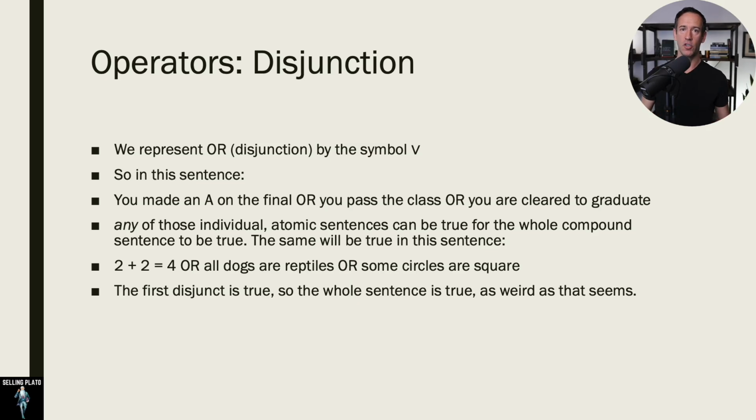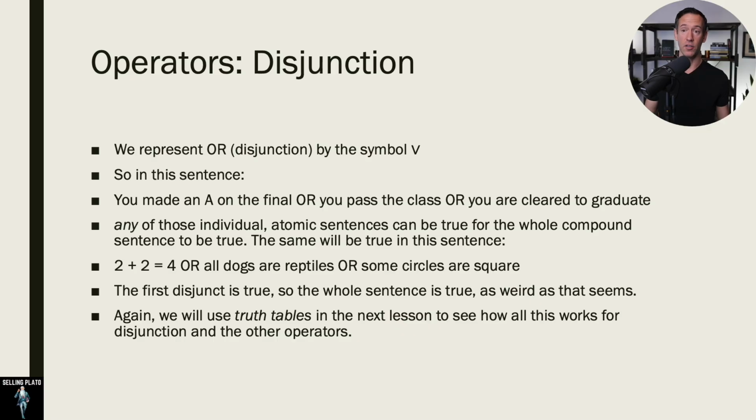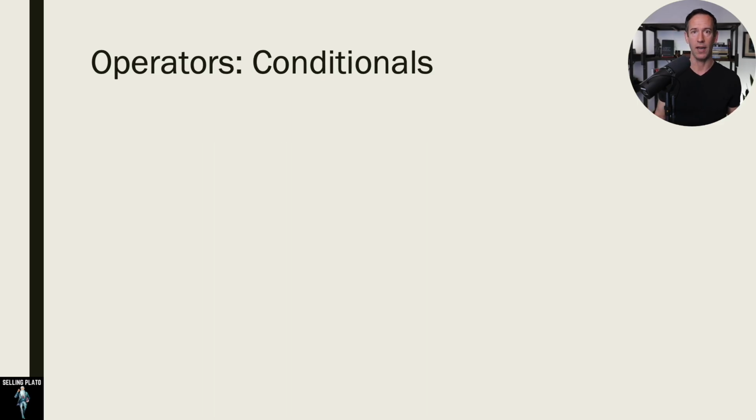All right. So I want to flag the difference between how we ordinarily express things in English. We're going to be expressing some different things, maybe some weird things in our logical language. So again, later on, we're going to use truth tables to see how all of this works for disjunction and all the other operators. We're going to get more specific, and there will be problem exercises that come with that. Okay, now let's take a look at conditionals.